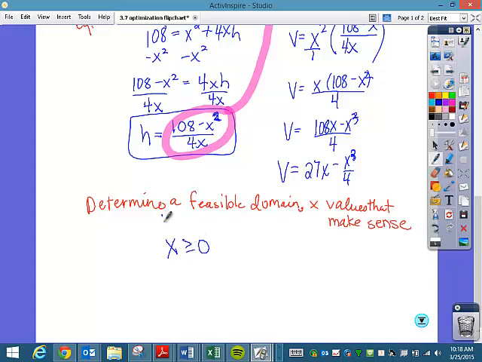Our volume also has to be positive. Our volume has to be greater than or equal to 0. It doesn't make any sense to have a negative volume. That is crazy talk.